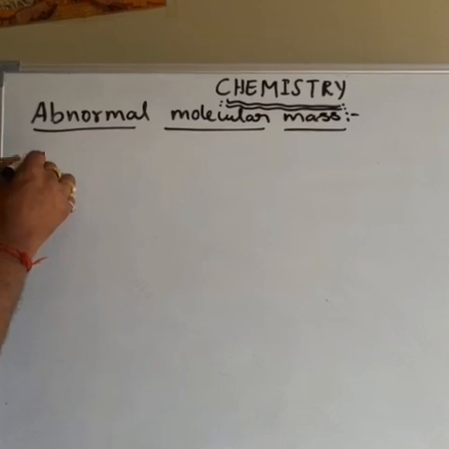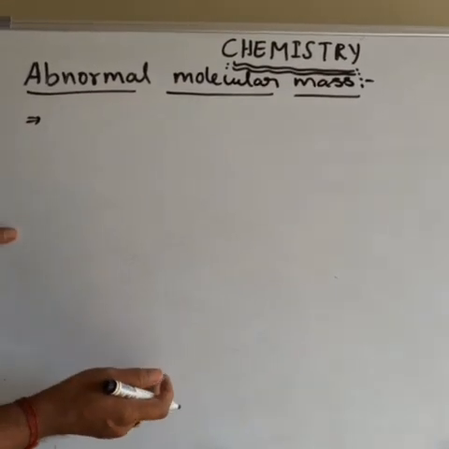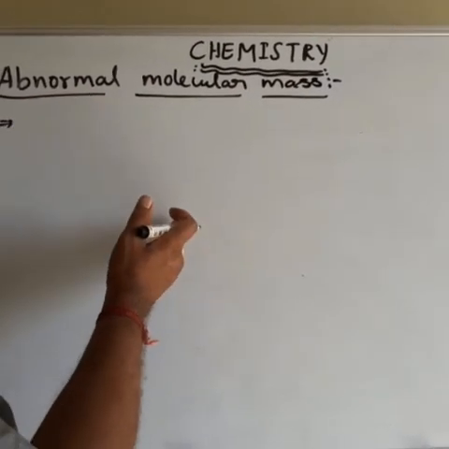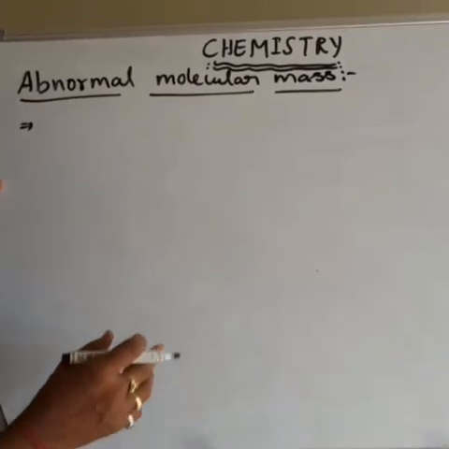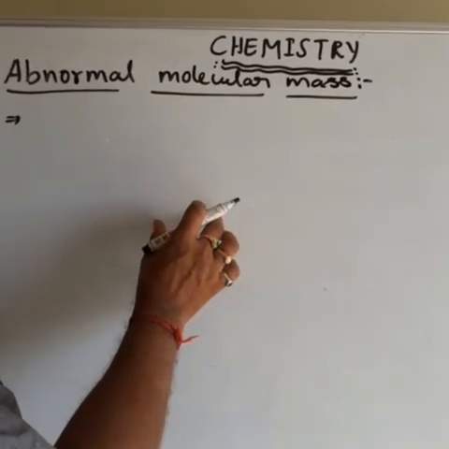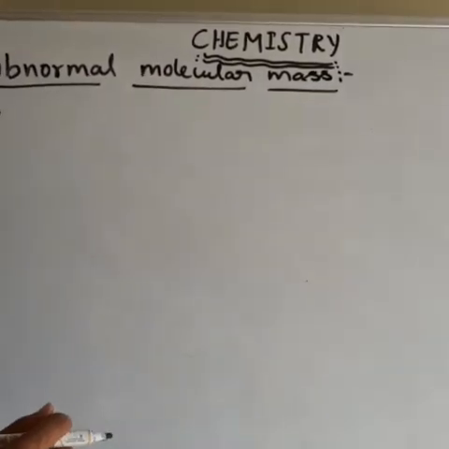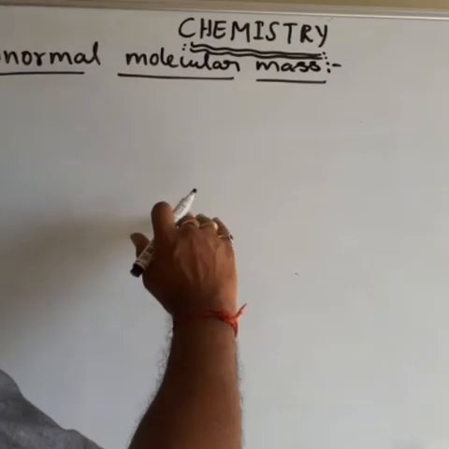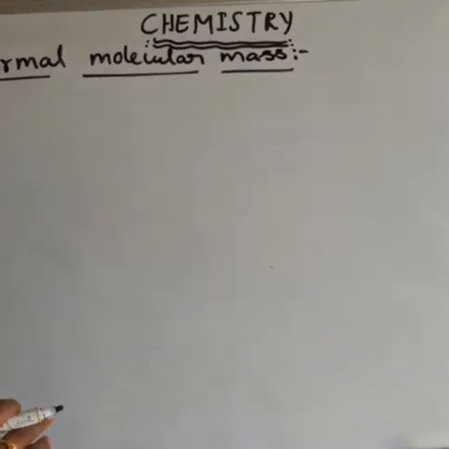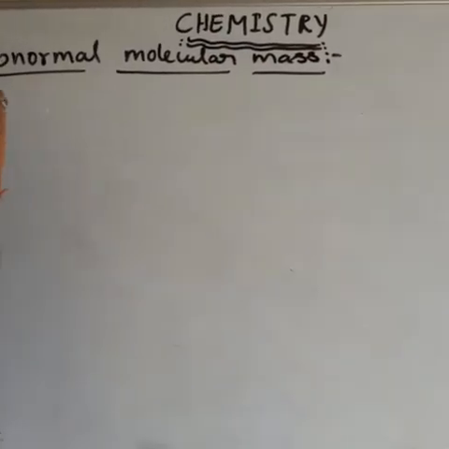The next point is what we just discussed. Due to the dissociation and association cases, the experimental molecular mass differs from the calculated molecular mass; it may increase or decrease. So to equalize the experimental molecular mass and the calculated molecular mass, the i factor is introduced.